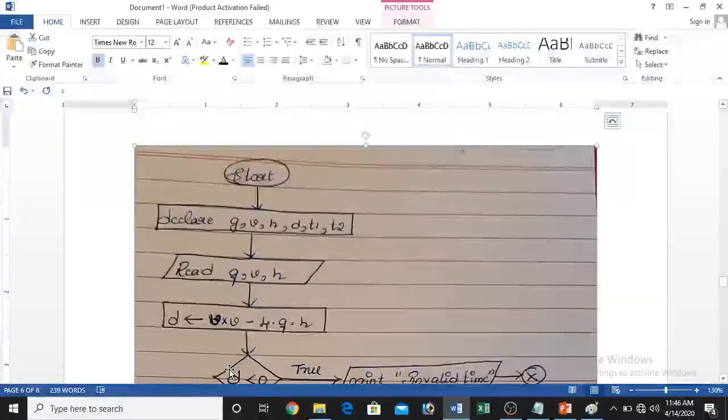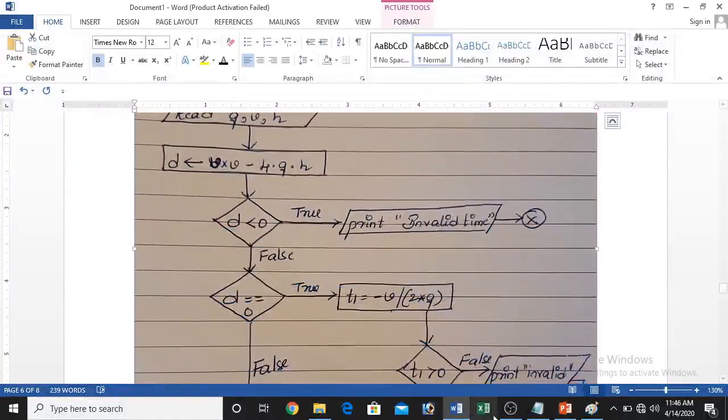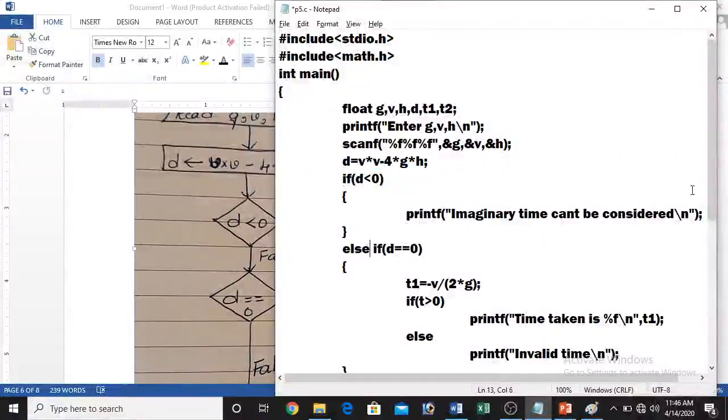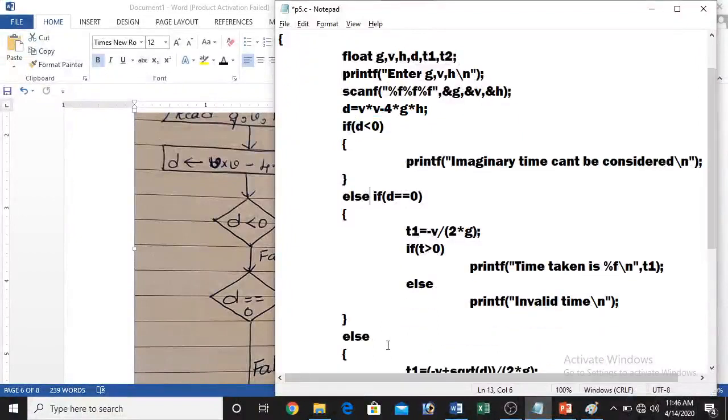Now after that, you can see that if D is less than 0, it is invalid time. So since three options are there, I told you we are considering else if ladder. So you have if, else if, and again else. Remember, whatever program we have, we can represent that in simple if. Here also I can write if D is equal to 0. Here I can write if D greater than 0. Like this we can write the statements. Everything we can represent using simple if.